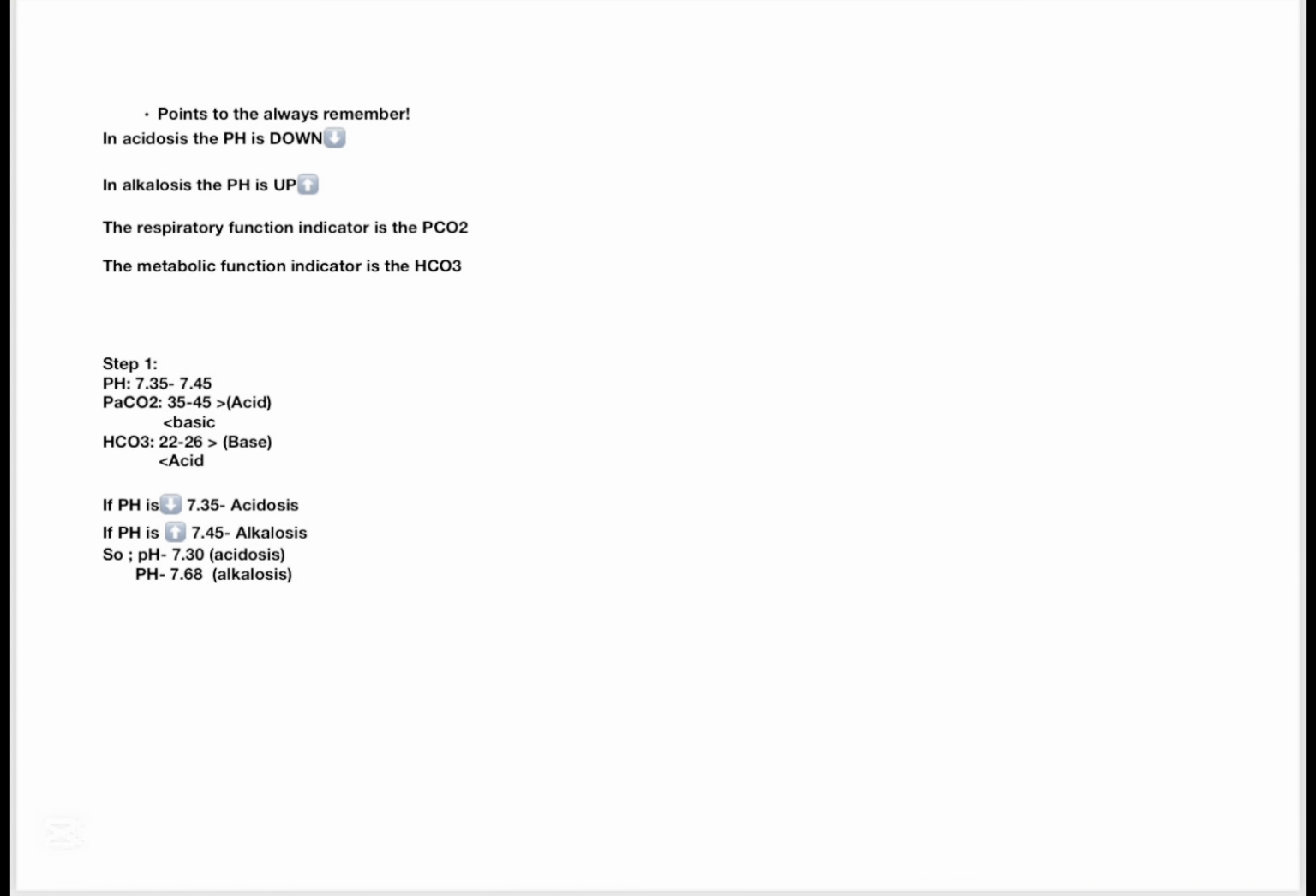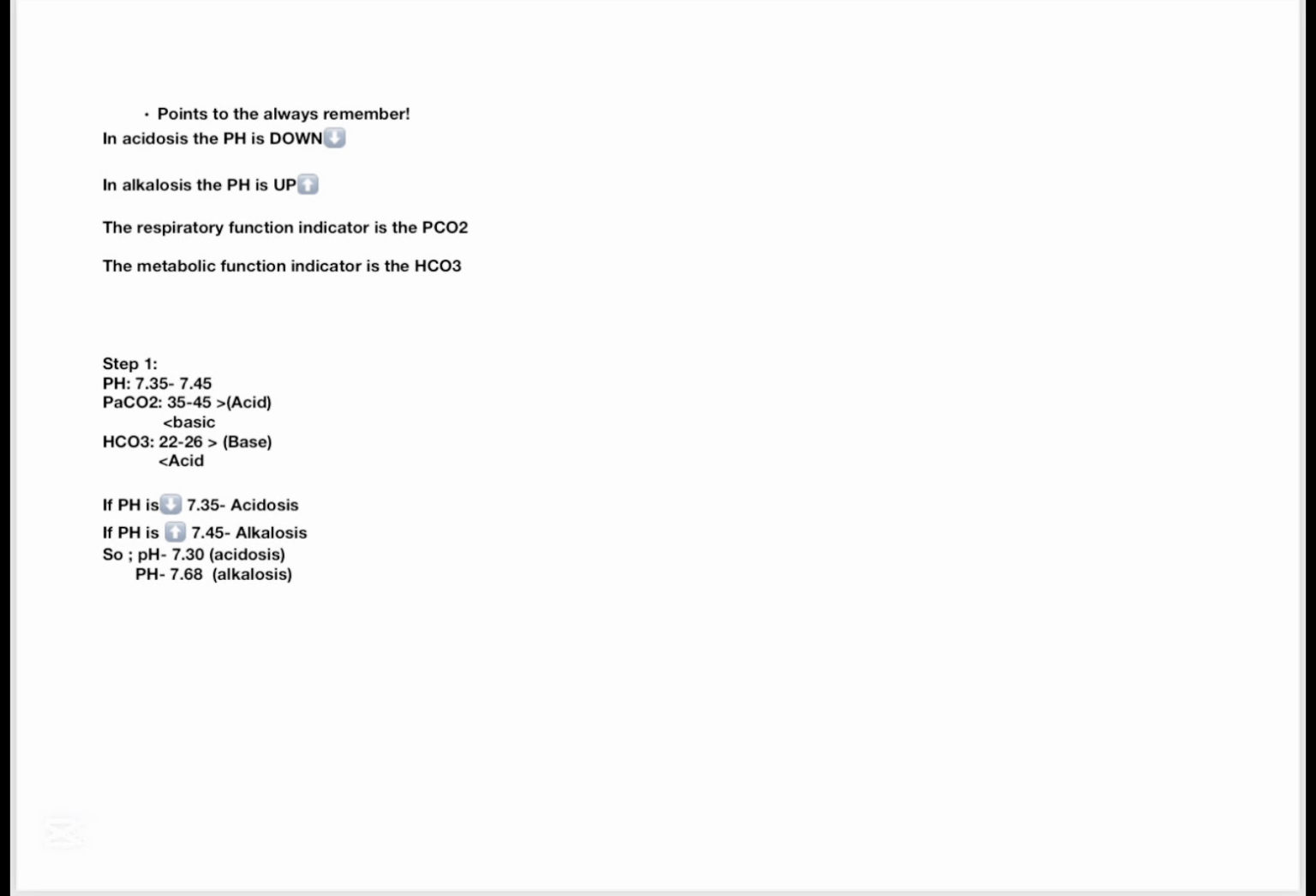So let's look at the steps in analyzing arterial blood gas results. When you are given the value of the pH, the CO2 and the HCO3, how are you able to identify if it is a respiratory or metabolic imbalance? First of all, let's look at the points to remember. These are points you should always remember when analyzing arterial blood gas results, because if you remember them, you'll be able to analyze any blood gas result. In acidosis, the pH is down. In alkalosis, the pH is up. The respiratory function indicator is the CO2. The metabolic function indicator is the HCO3, that bicarbonate ion.